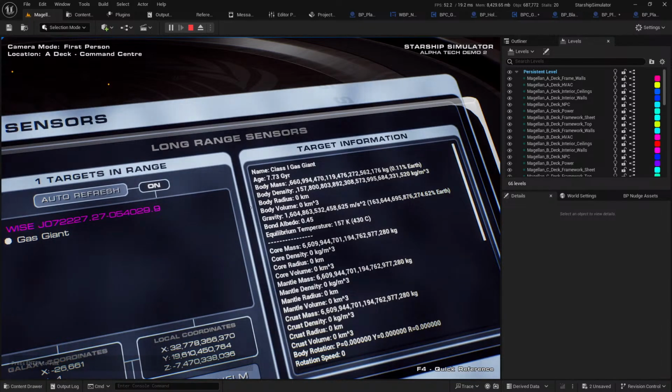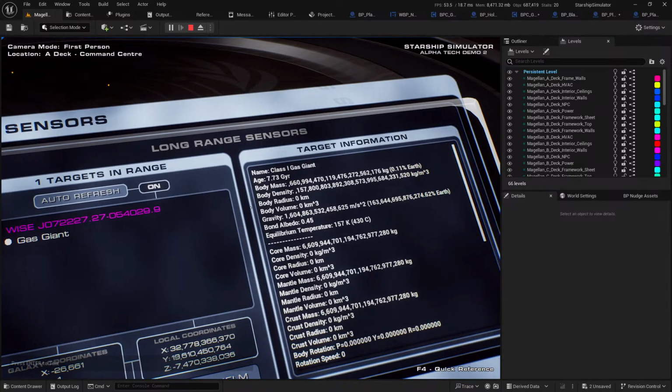The probes are for retrieving samples, not necessarily for performing scans. So the ship's sensor array will be perfectly capable of performing all the scans you need to perform. When you send a probe down, you're there to grab something physical.